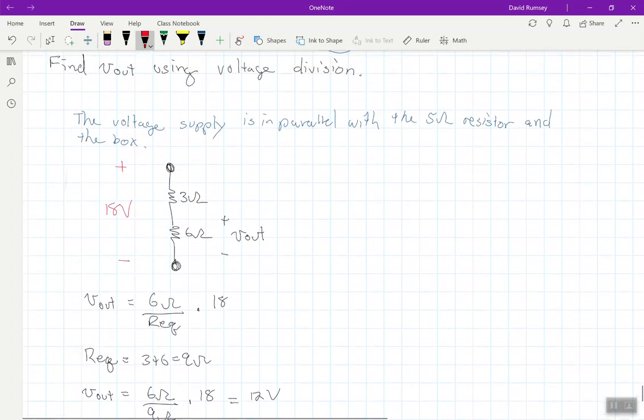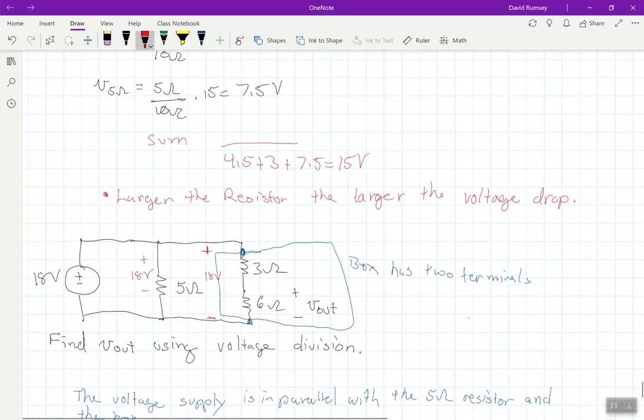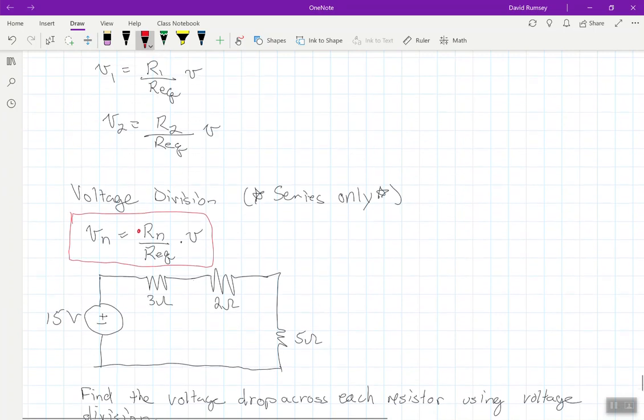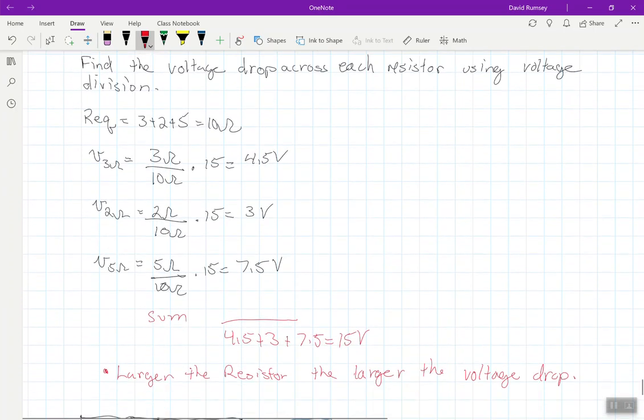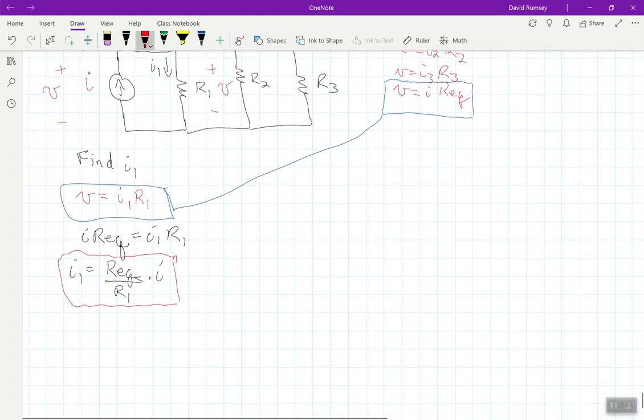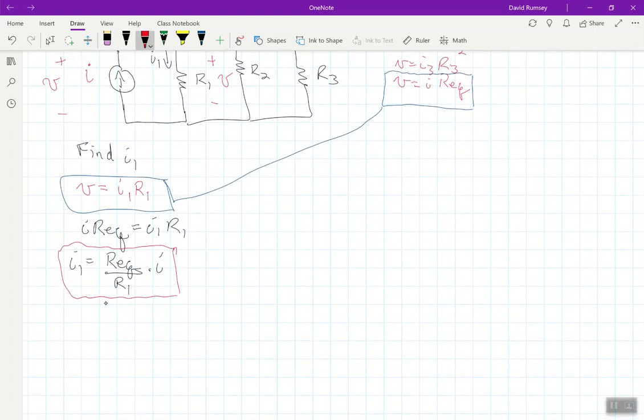Remember the voltage division formula, I'll scroll back here. Voltage division formula was Rn over Req times voltage. Well, now for current, we're getting Req over R1. So if we wanted to write for a general current, In would be Req over Rn times the current supply.